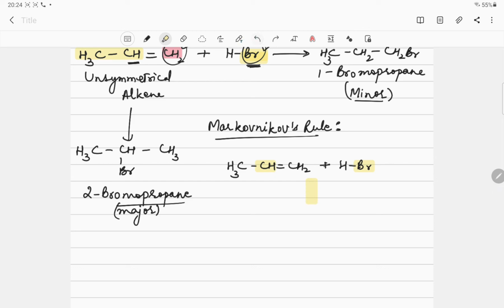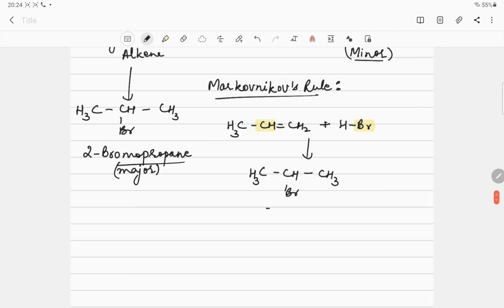So the product formed should be CH3 CHBr single bond CH3. So the product will be 2-bromopropane. That is how the addition of the unsymmetrical reagent takes place.